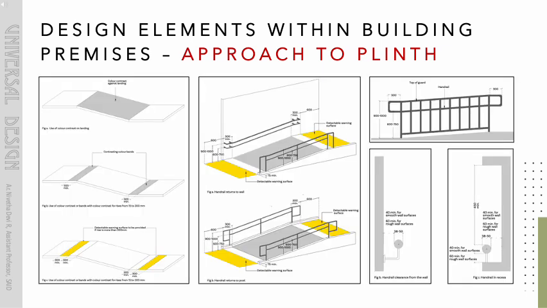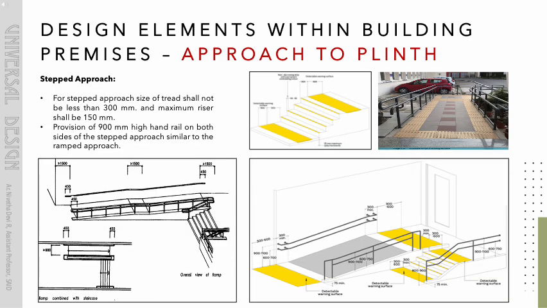Standard design for approach to plinth with ramp and handrail details. Stepped approach. For stepped approach, size of tread shall not be less than 300 mm, and maximum riser shall be 150 mm. Provision of 900 mm high handrail on both sides of the stepped approach similar to the ramped approach.